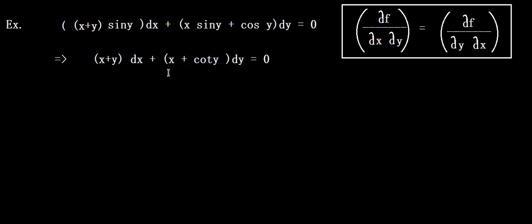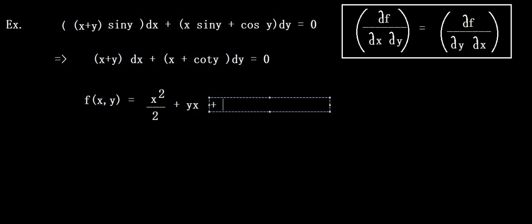Now you can do the same procedure as I told you. What you need to do is integrate with respect to x first. So f(x, y) is given by x square by 2. This is due to the x dx, so x square by 2, and y is treated as a constant, so constant terms come out of the integral, plus yx. This integral is with respect to x, so it is a generic function, which will be written as g(y).